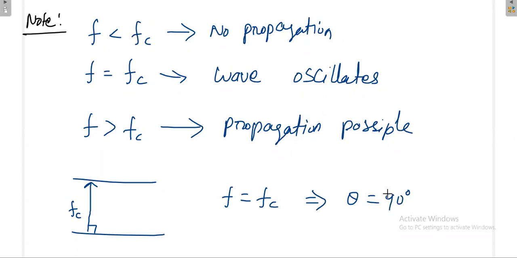It is exactly 90 degrees, because I am trying to derive this oscillation nature. For it to oscillate, the wave has to be perpendicular to the walls. Then what happens if my frequency increases? If my frequency is greater than fc, then the wave propagates.